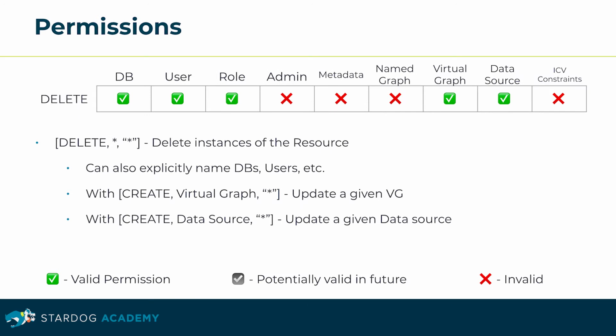Delete permissions are similar to create permissions, where the delete resource type star permission allows a user to delete instances of a specific kind of resource. However, unlike create, explicit resources, databases, users, or whatever can be specified instead of having to grant all or nothing delete access. When paired with create for virtual graphs and data sources, the subject is able to update.